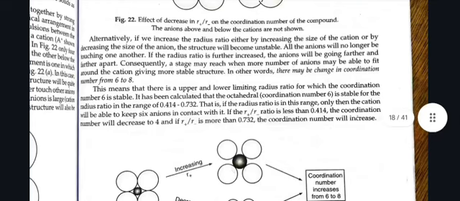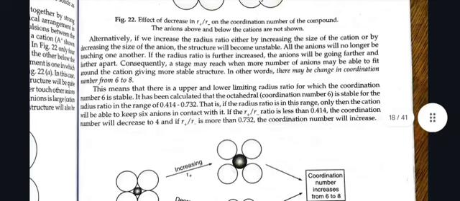It has been calculated that octahedral coordination number 6 is stable for a radius ratio in the range of 0.414 to 0.732. That is, if the radius ratio is in this range, only then will the cation be able to keep 6 anions in contact with it. If the radius ratio is less than 0.414, the coordination number will decrease to 4, and if the radius ratio is more than 0.732, the coordination number will increase.